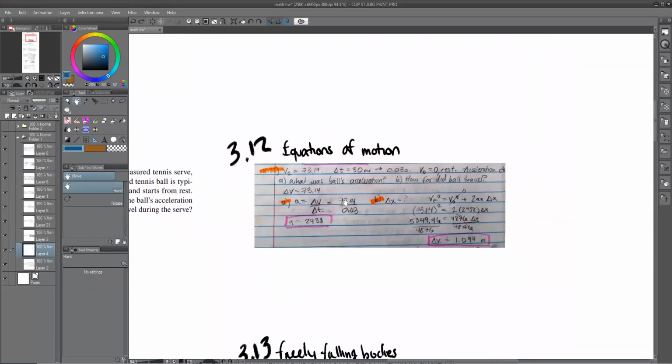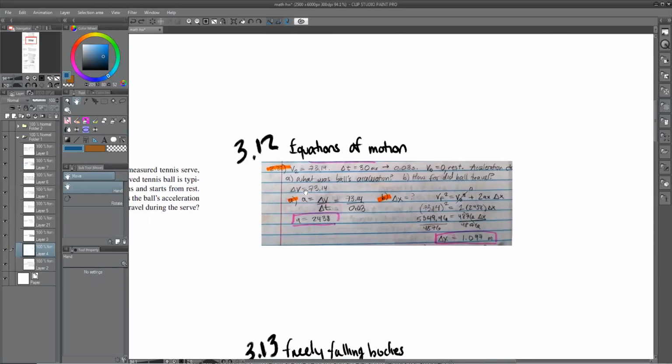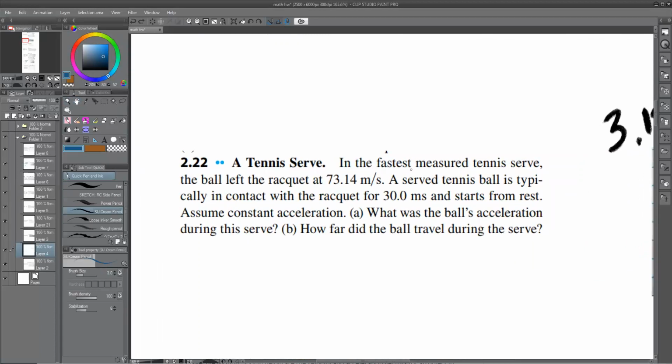The equations of motion. The problem that's given to us is: in the fastest measured tennis serve, the ball left the racket at 73.14 meters per second. A served tennis ball is typically in contact with the racket for 30 milliseconds and starts from rest. Assume constant acceleration. A, what was the ball's acceleration during the serve? B, how far did the ball travel during the serve?